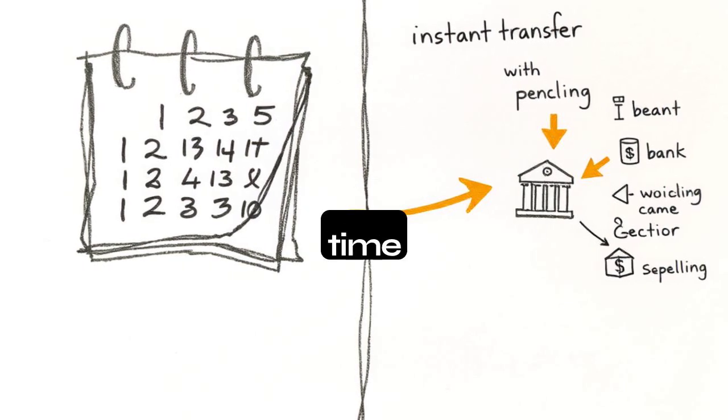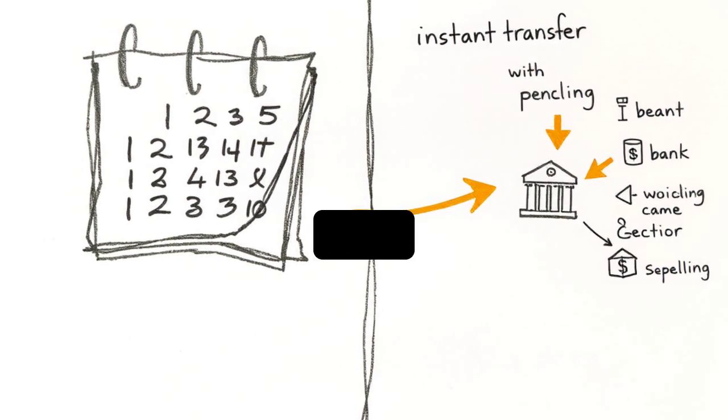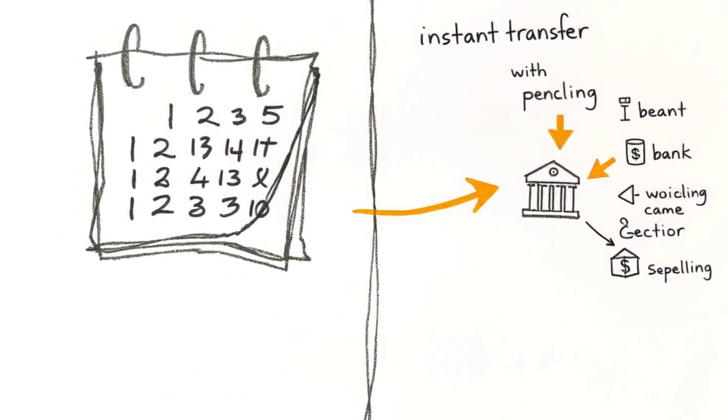Typical transfer time is 1 to 5 business days. Instant options vary by bank.